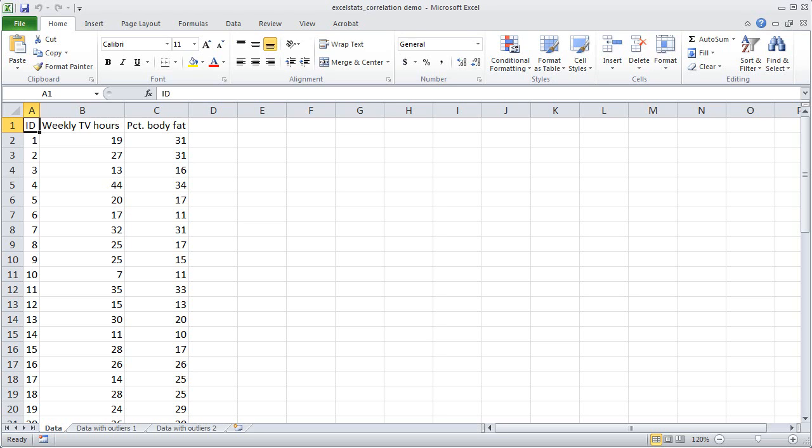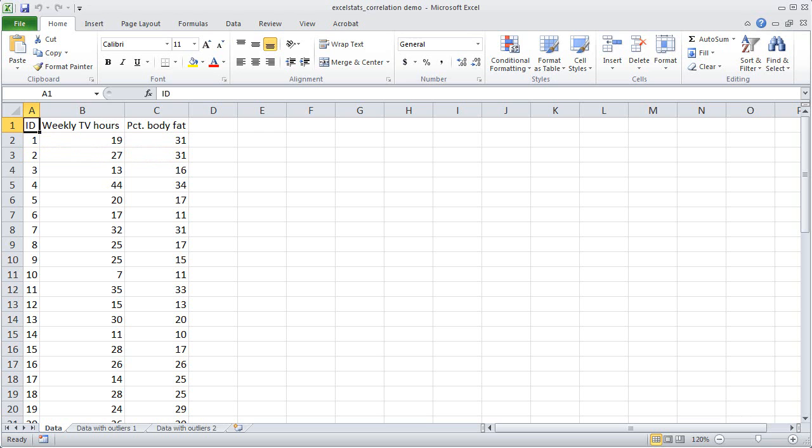In the data file we have three variables. Column A simply contains an ID number for each person in the dataset. We have a total of 50 people in this particular dataset. Column B indicates the number of hours each person typically spends watching television in a given week, and column C tells us each person's percentage of body fat. So, for example, person 1 typically spends about 19 hours a week watching television and has a 31% body fat figure. Person number 2 typically spends 27 hours a week watching television and also has a 31% body fat figure, and so forth, on down to case number 50.